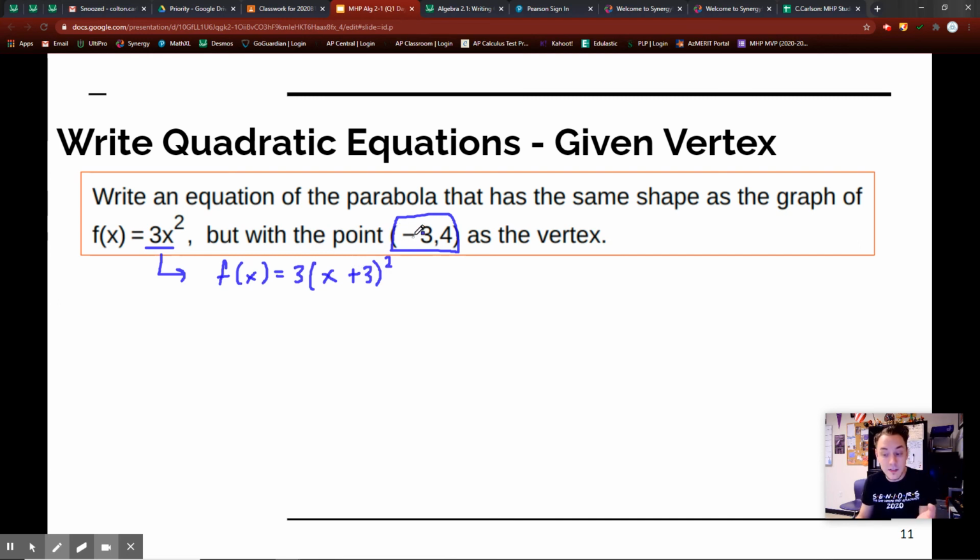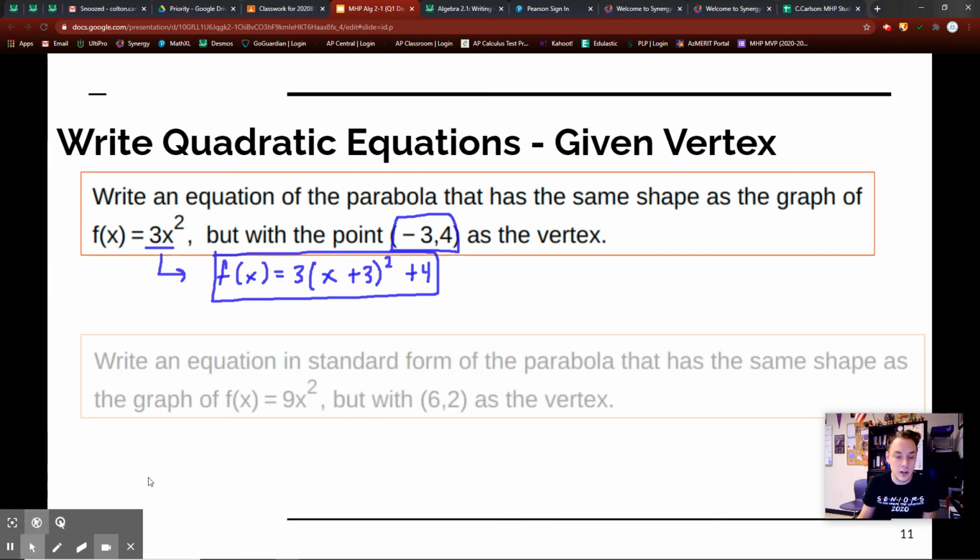If this is a negative h value or negative x coordinate for my vertex, I need to plug in plus 3. Or I need to plug in that negative 3, so the negative times the negative gives me a plus 3. And then this is going to be a plus 4. This is my final answer. Very simple. Not too many steps involved, right?